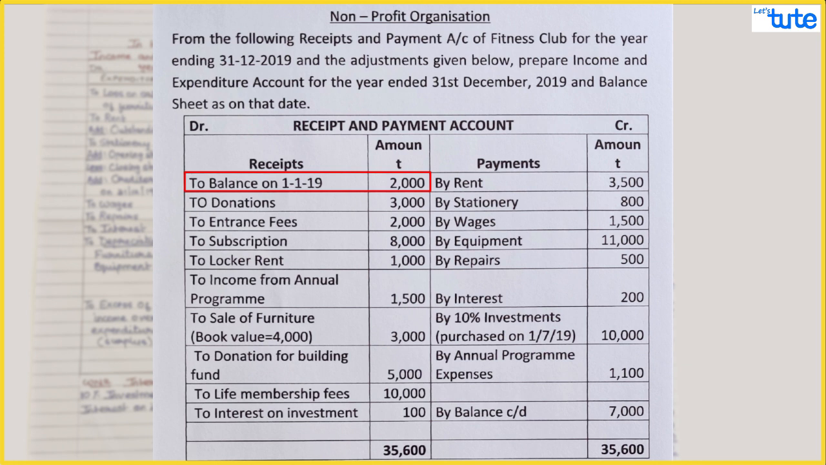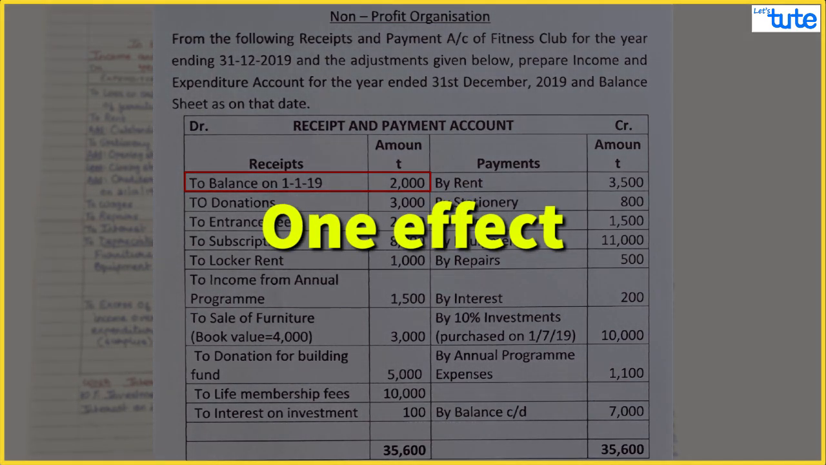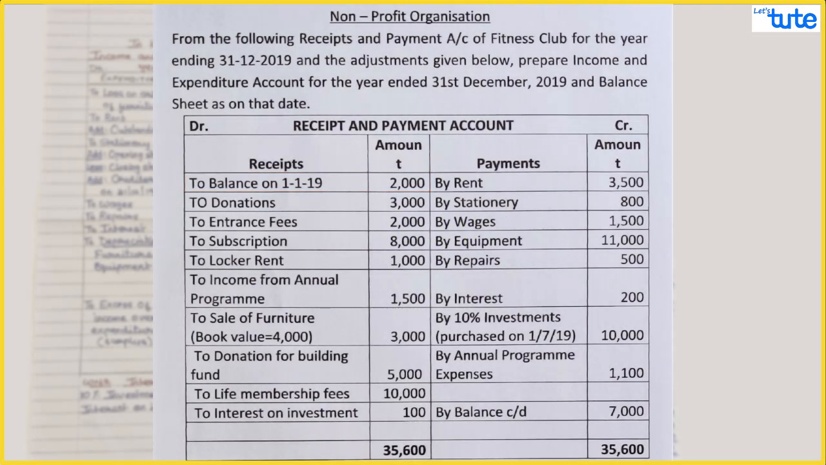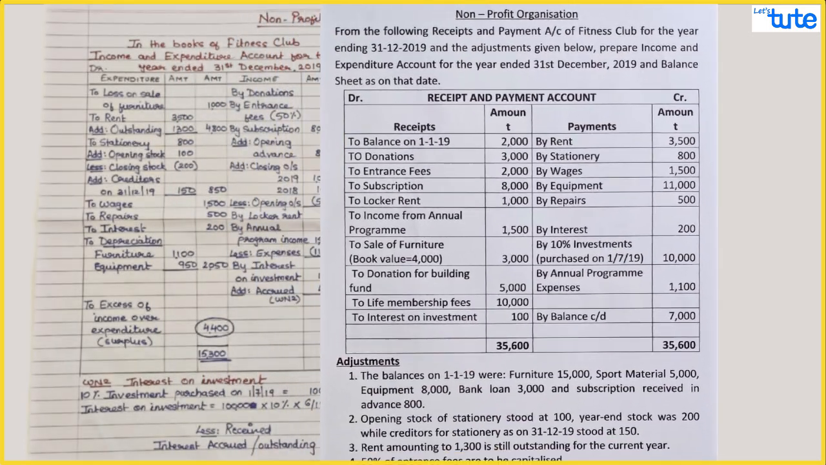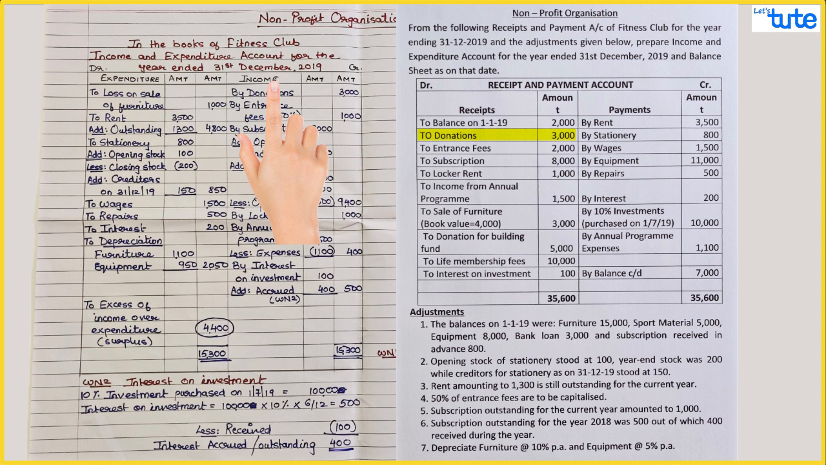Now, while solving the sum, make sure to give only one effect of the items appearing in the receipts and payment account, as one effect is already there in this account. For example, if donations are given on the receipt side, it will be treated as income, assuming general donations, and credited to income and expenditure account. Another effect is already there as cash received on the receipt side of this account.